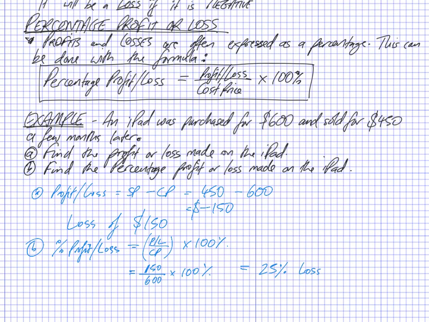I didn't include the negative here because I know in my answer that I'm going to say it's a loss. Make sure you don't do a double negative by going, negative 150 divided by 600, it's going to be a negative 25% loss, because that's like saying a negative loss, which is actually a profit. I'm keeping with one thing, so avoid confusion. 25% loss. Alright, so that's the ideas of profit and loss and doing percentage profit and loss.